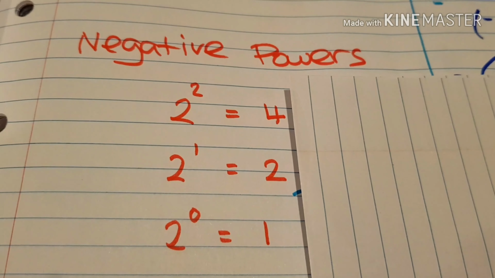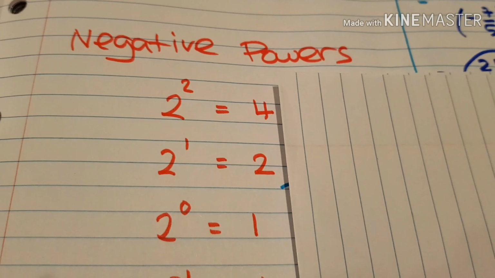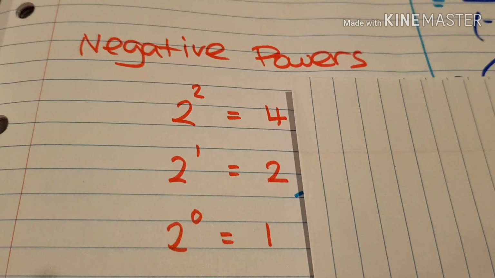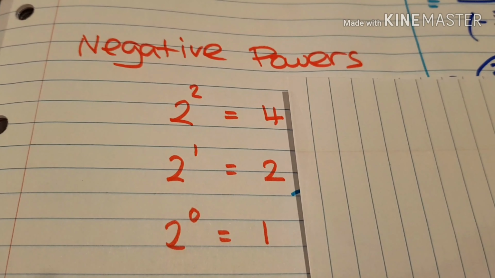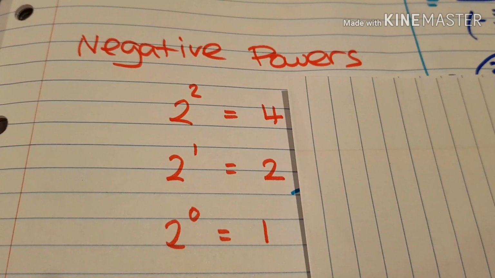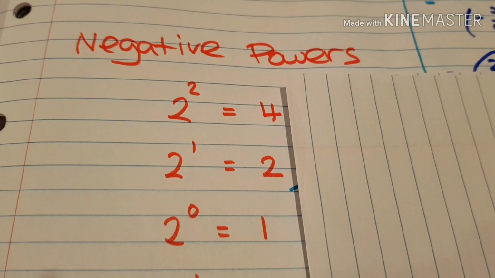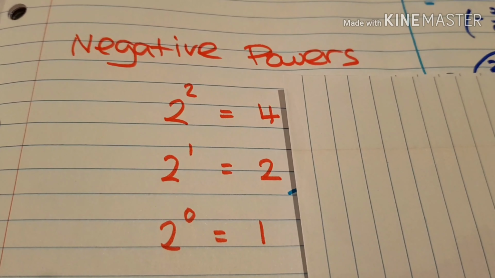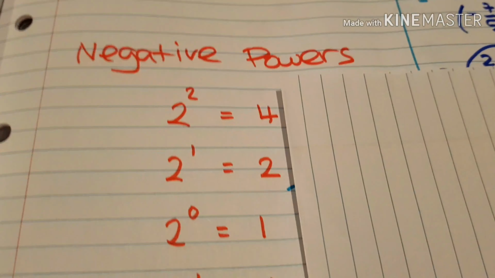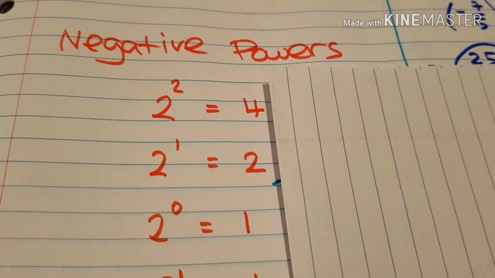Okay, so let's go over negative powers today. If you have a look at the numbers, 2 to the power of 2 is 4, 2 to the power of 1 is 2, and anything to the power of 0 is 1. Correct? Anything to the power of 0 is 1.